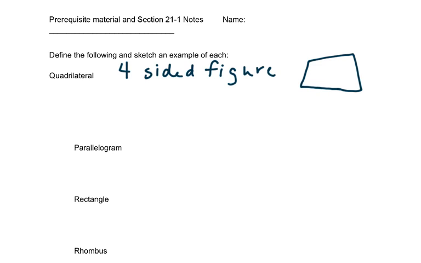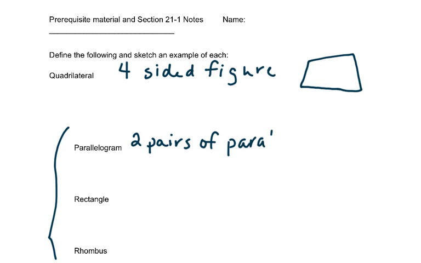Now, a parallelogram is a quadrilateral, so that's why I have these indentations here. So a parallelogram is a quadrilateral with two pairs of parallel sides. So, an example of this, you have one pair of parallel sides like this, and a second pair that are parallel like that. So that is a parallelogram, two pairs of parallel sides.